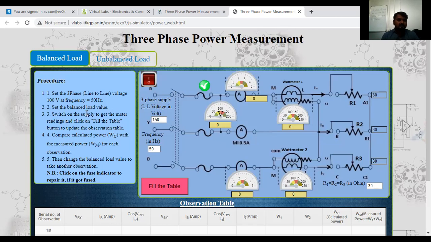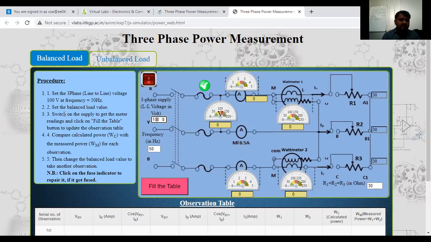So beside this circuit diagram, they have given some procedure also. They have given the procedure to run this practically. How to run that one? First, they told to set the three-phase line to line voltage 100 volt at frequency 50 hertz. I had set 150 earlier, I will set 100 volt.